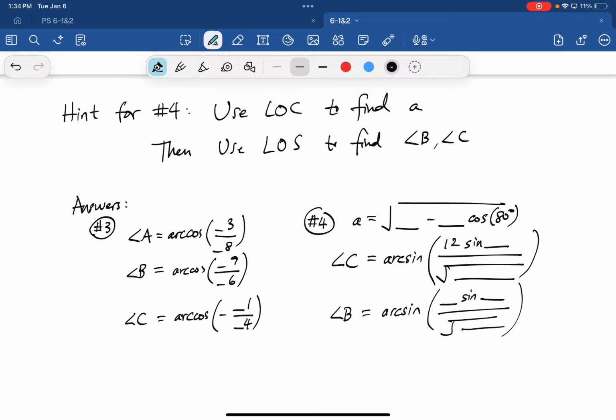I'm confused on how to solve number 4. So you start by doing law of cosines. Find this side. Law of cosines? We have two sides, right? And an angle in between. I don't know if this is right. I know the other side.